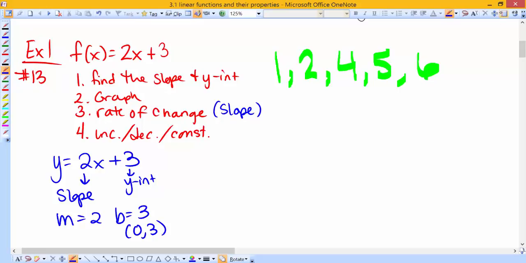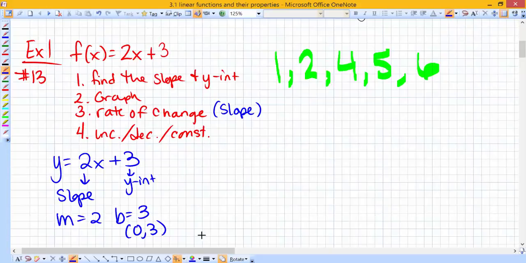Now to graph this, let me make a coordinate plane really quick. Try this again. There we go. So I'm going to start at positive 3. Since my slope is 2, up 2 over 1, my rate of change, and I can go backwards down 2, back 1. There's my graph. So I graphed it.